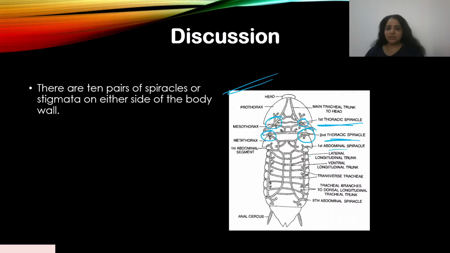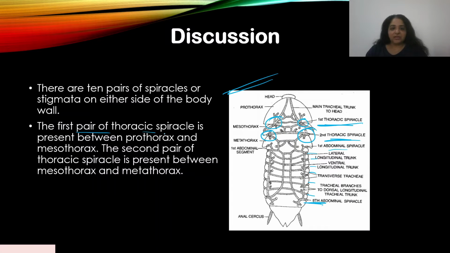Then you have the first abdominal spiracle, second, third, fourth, fifth, sixth, seventh, and then finally the eighth abdominal spiracle. So there are 10 pairs of spiracles, also known as stigmata. If they use the word stigmata in place of spiracles, then you know they're talking about spiracles on either side of the body. So they always occur in pairs.